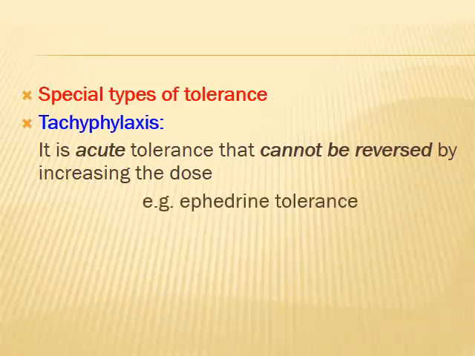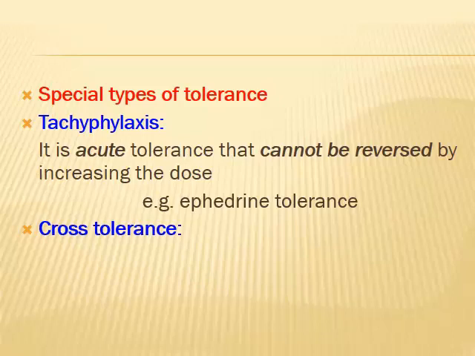The best example for a drug that induces tachyphylaxis is ephedrine. Ephedrine acts by releasing the stored norepinephrine from the sympathetic nerve endings. Depletion of stored norepinephrine can occur after a single dose of ephedrine, and thus, increasing the dose of ephedrine cannot resume its action.